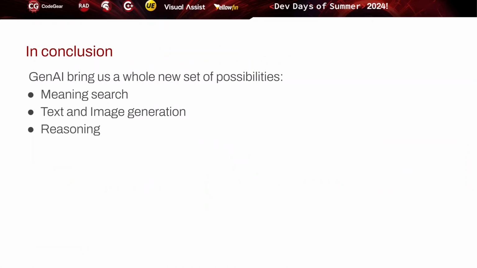So in conclusion, GenAI brings us a whole new set of possibilities. We can have meaning search, as I showed you here with the simple sample, and it's not a very difficult thing to implement. It's very simple. It took me a few hours of work to get everything set, but I think you get the idea. We can have search from text, from image, and even image and text generation. And also, we can access reasoning.